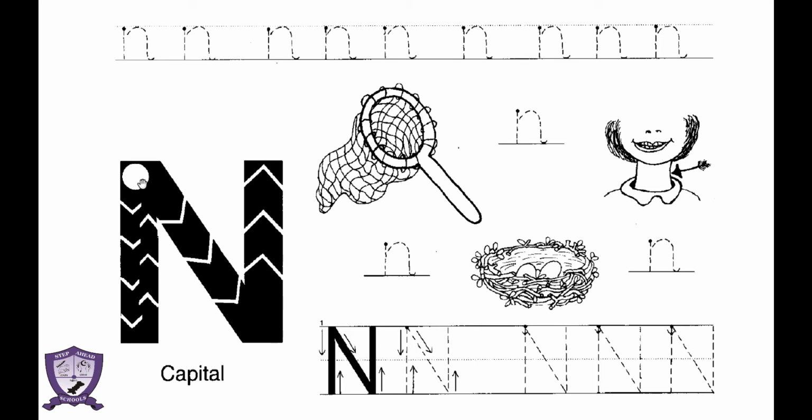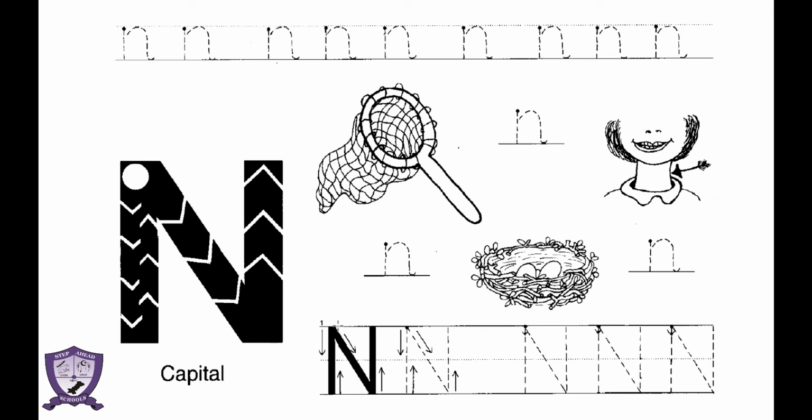This is your choice. Either you start from this white dot, go down, and then go again diagonally and then upwards. It's your choice, whatever is easier for you. But the correct method is first start from the white dot, go downwards, and then go upwards, and then again downwards and then upwards. Make sure that you don't make a double line over here. There should be only one line.